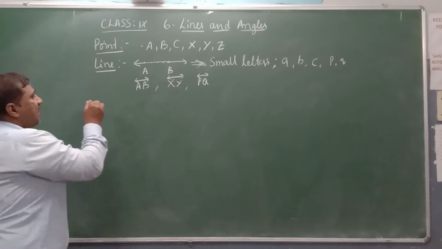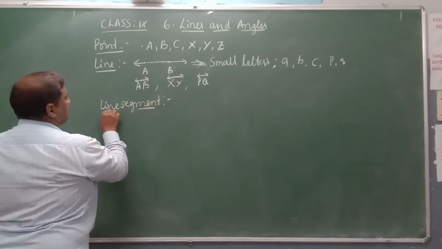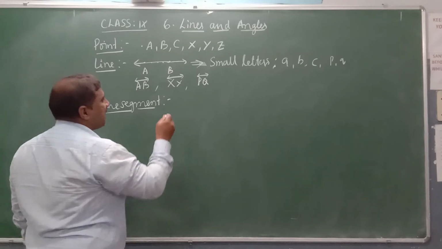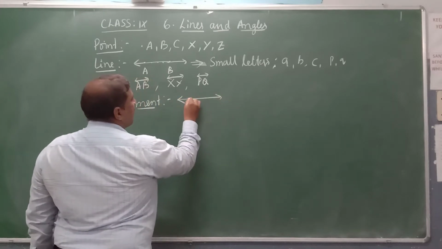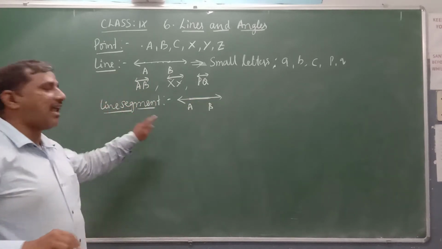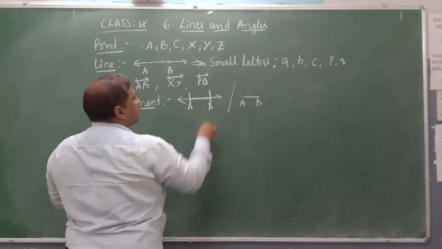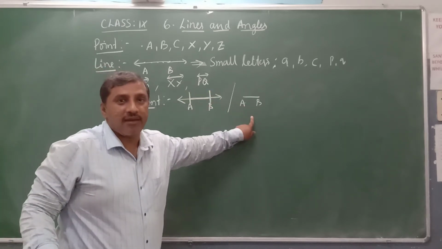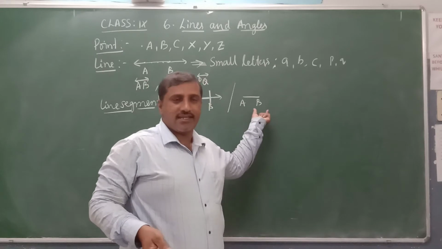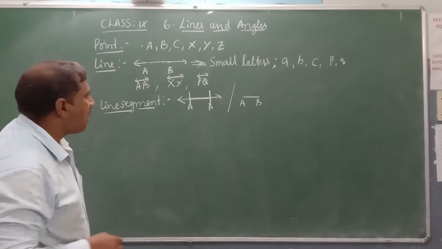Now line segment. What is a line segment? Segment means a part. A line segment means a part of the line. You see, this is line AB, and this is a part of the line. This part is known as a line segment. This is line segment AB. A part of this line AB is the line segment AB, line segment PQ, line segment XY. Line segments are represented with two capital letters, and they have two end points. A line has no end points, whereas a line segment has two end points.